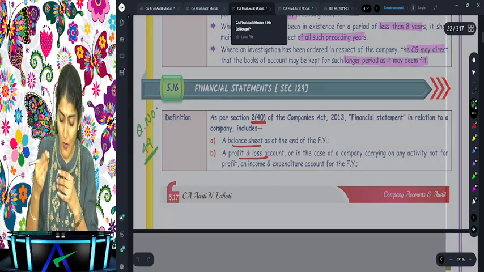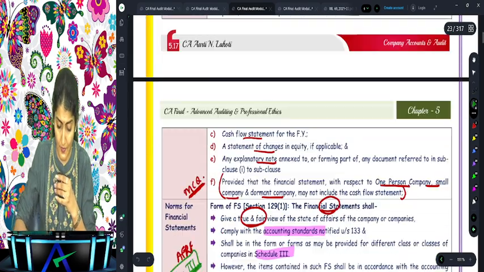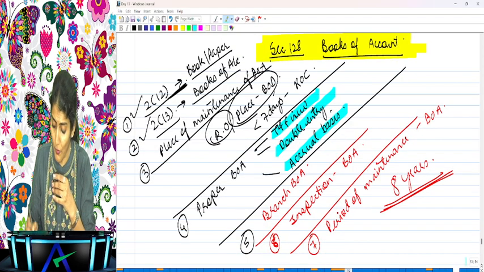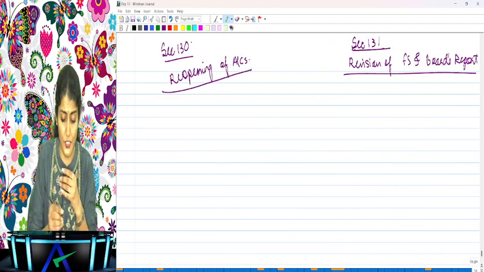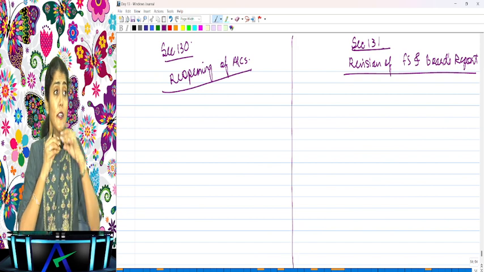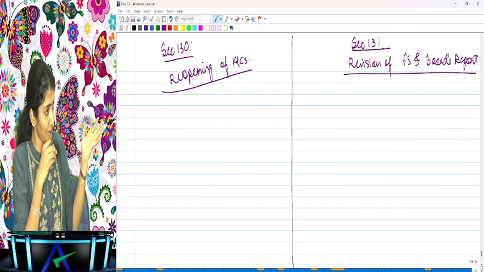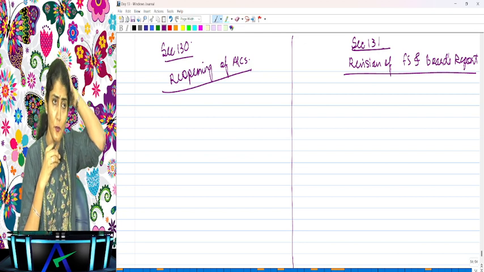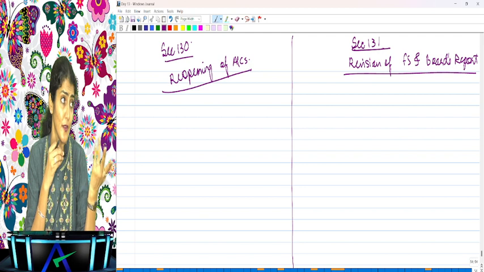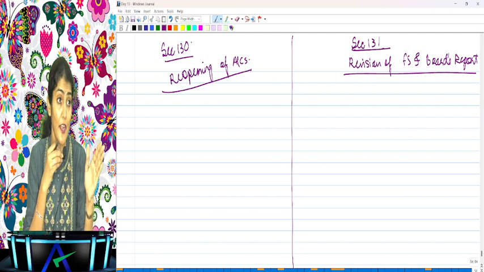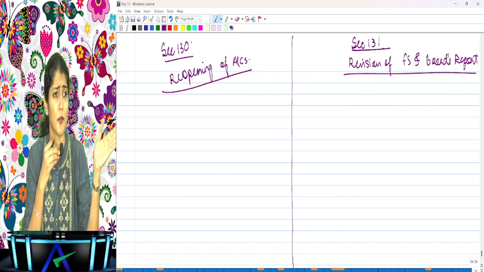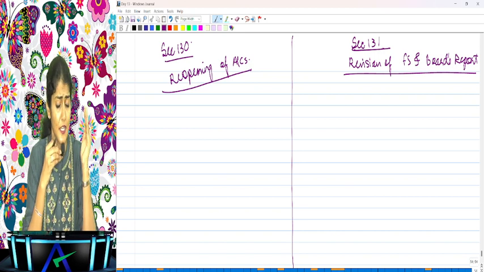Now coming to the question on Section 130 and Section 131, which is regarding the reopening of the accounts and the revision of the financial statements. It certainly brings to mind a faint memory of SA 560. Does it? Yes, because as per the auditor, it could be a fact which becomes known to the auditor after the date of the audit report, or it could be after the date of the financial statements also.